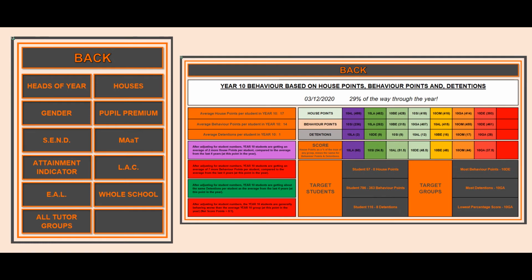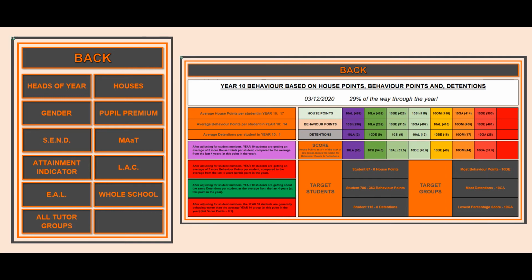If we assume the position of a head of learning or a head of year, we can click on that button and then choose our particular year group that we may be interested in. And I'm going to go ahead and select a year 10 group, and that will take us to a data snapshot for them. And here we can see a report which is based on house points, behaviour points and detentions. It gives us today's date and tells us how far we are through the year.